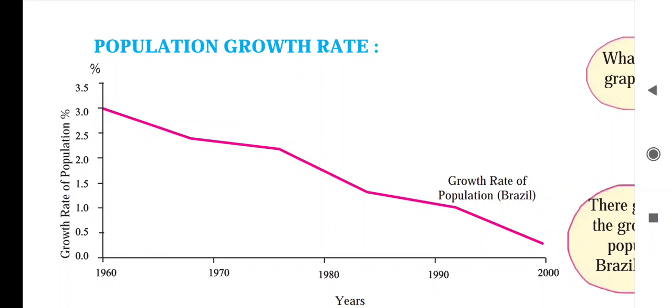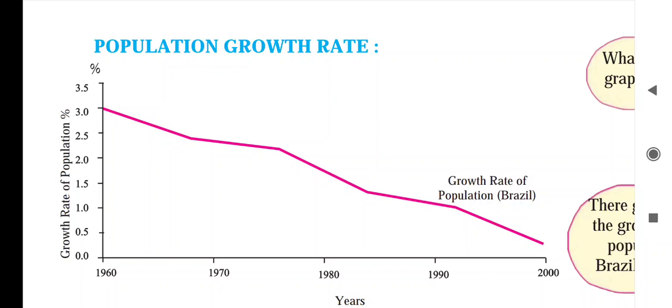Here Brazil's graph is given for the years 1960, 1970, 1980, 1990, 2000. On the x-axis the years are given. In Brazil, the census takes place after every 10 years, but at the end of the decade, and in our country at the beginning of the decade. In the year 1960, Brazil's population growth rate was 3%, and then the graph goes down.